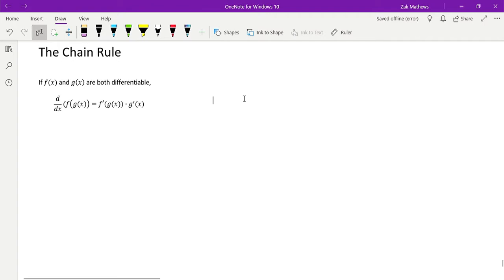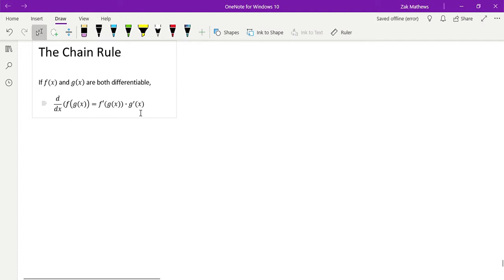The chain rule tells us if f and g are both differentiable, the derivative of f of g of x is equal to the derivative of f, leaving the inside, the g of x, the inner function, the same, times the derivative of the inner function. So again, to say that another way, take the derivative of the outer function, leaving the inside alone, times the derivative of the inner function.